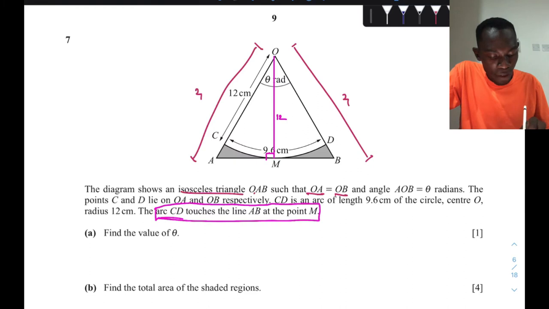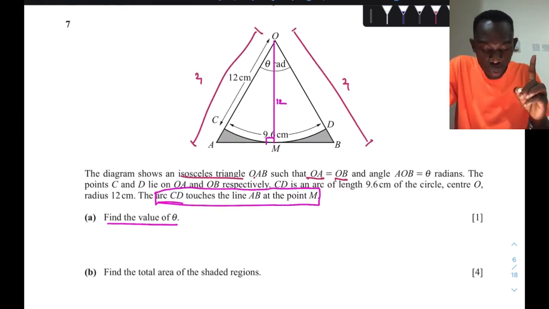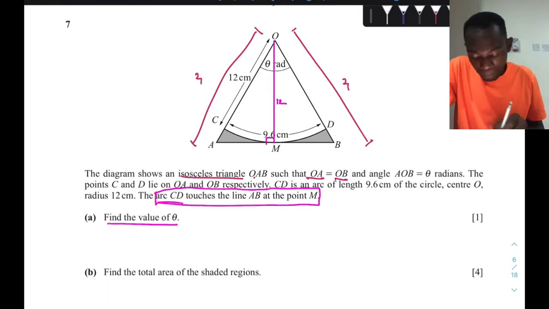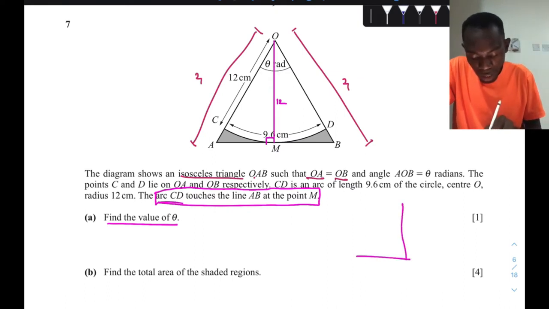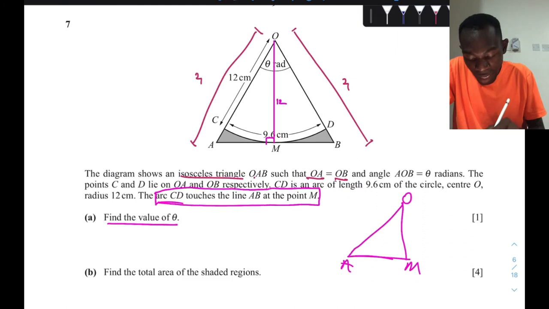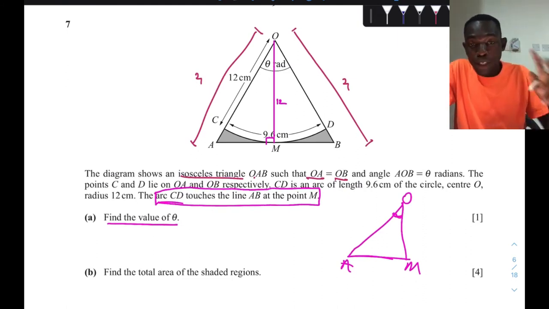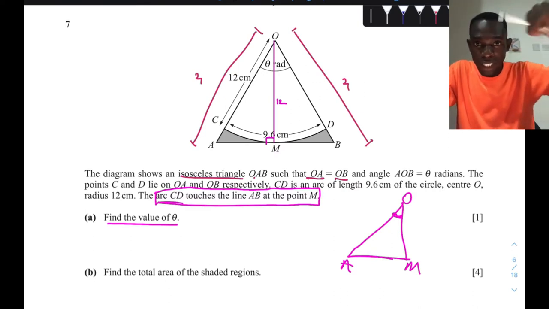What is the first question? Find the value of theta. They want us to find theta. How do we do that? Let me extract the triangle, let's say triangle AOM. If I extract this triangle, AM is here and O is there. Now this is the angle I'm looking for. If I find it, I'll multiply by 2 so that I know the whole of theta.